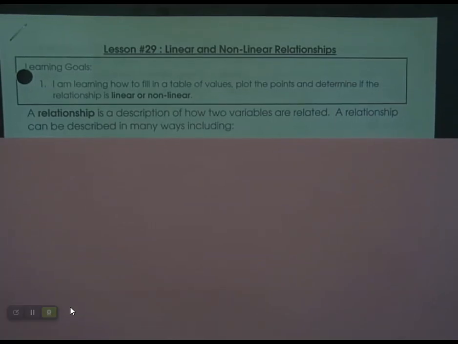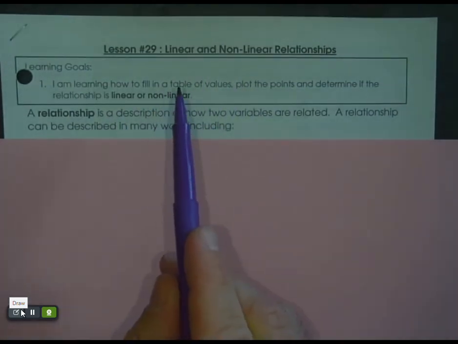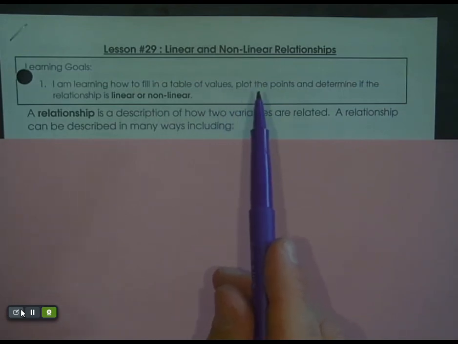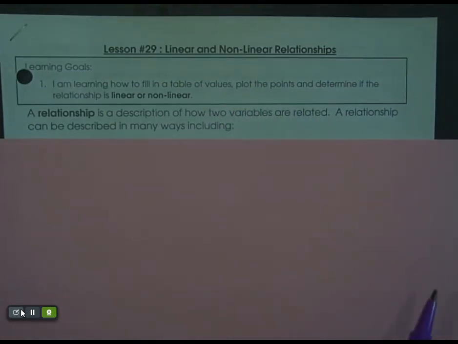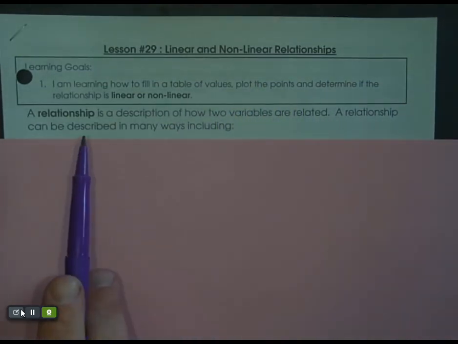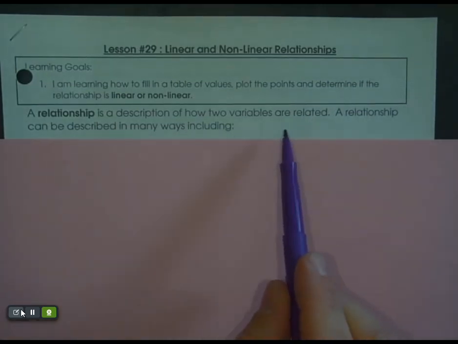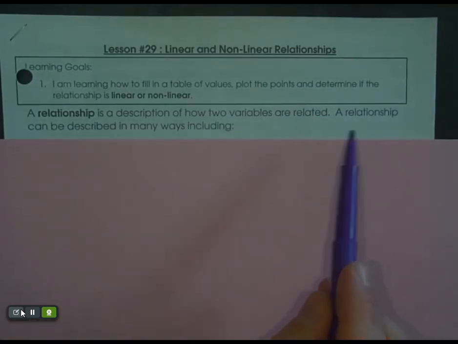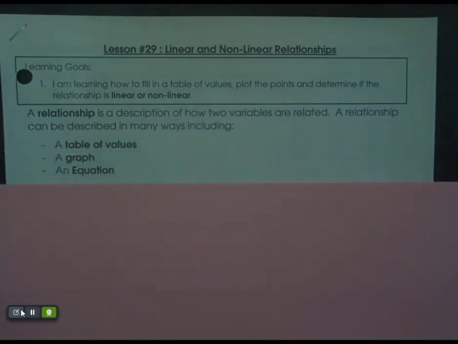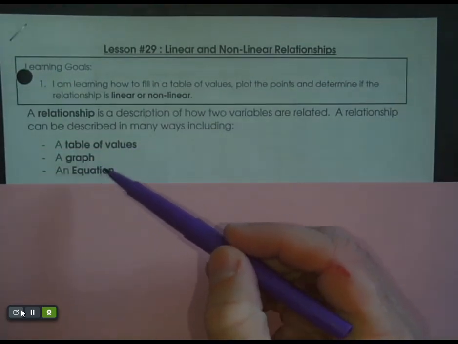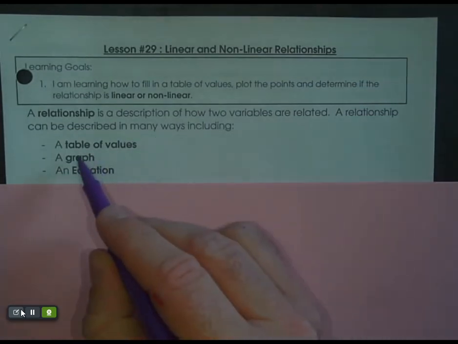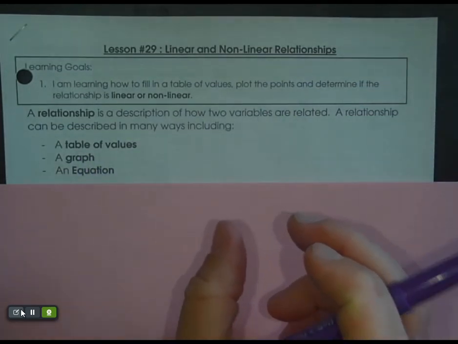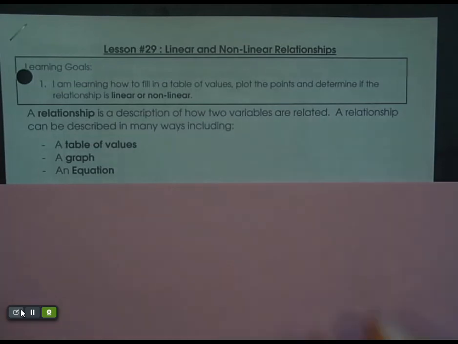So today's lesson, we're going to talk about how to look at linear and nonlinear relationships. And we're going to look at, if we look at a table of values, can we plot points and determine if the relationship is linear or nonlinear? So a relationship is a description of how two variables are related. A relationship can be described in many ways, including a table of values, a graph, and an equation. And we're going to be able to tie these things in so that they all represent the same thing.